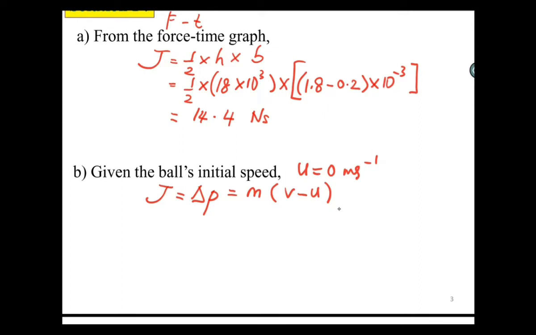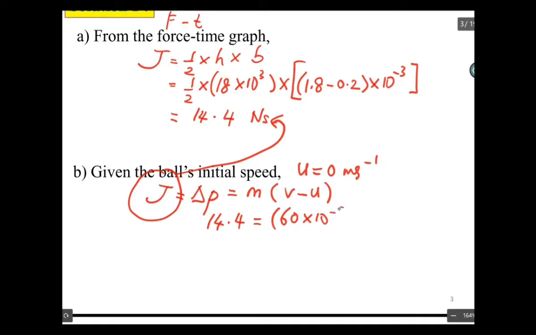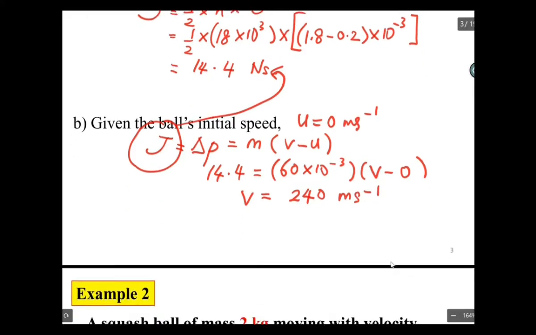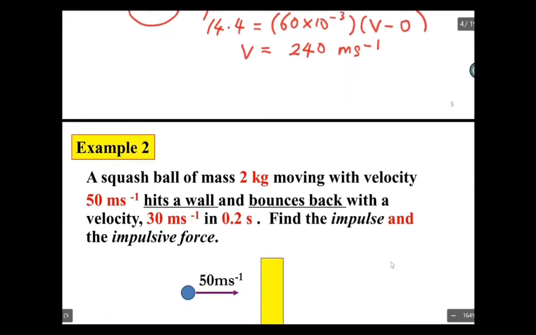Okay, mass given. Okay, and then kita dapat tadi impulse from question A, 14.4. Mass given is 60 gram. Convert to kilogram. Divide by 1000. Okay, V minus dengan 0. Okay, so you get the answer. V is equal to 240 meter per second. Okay, next example 2.